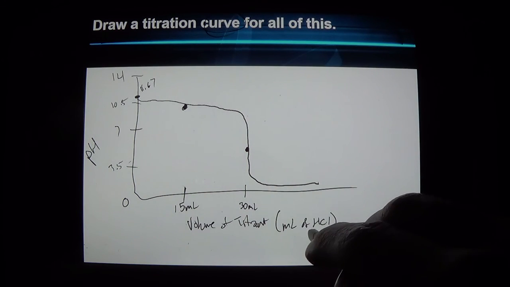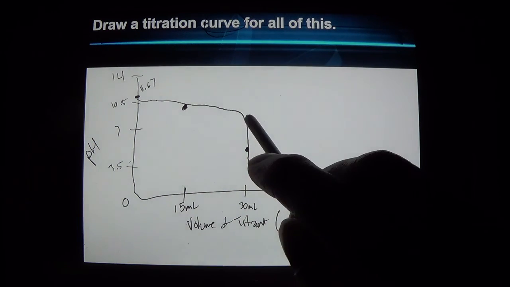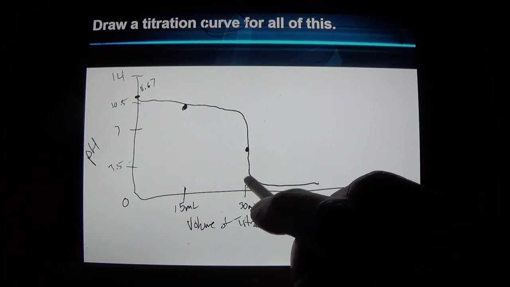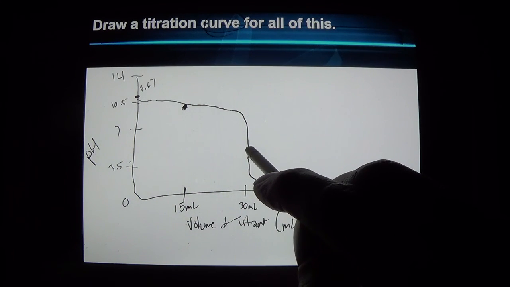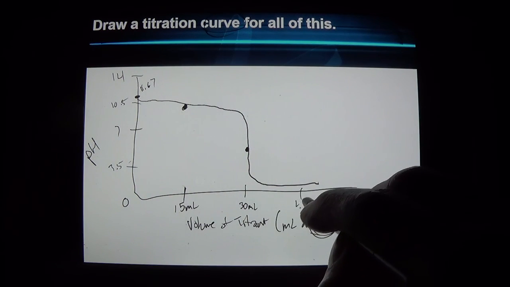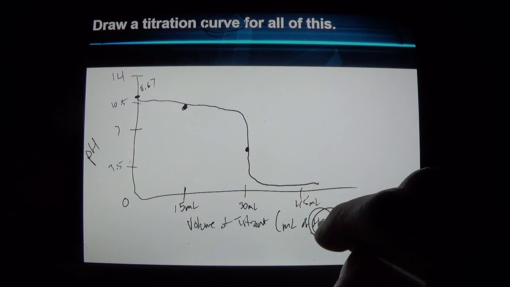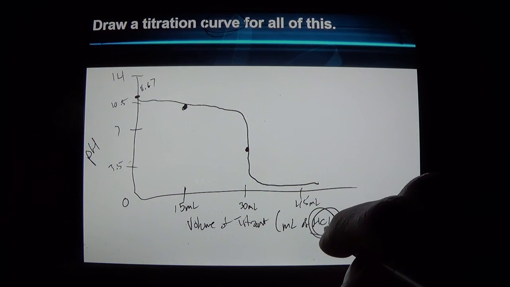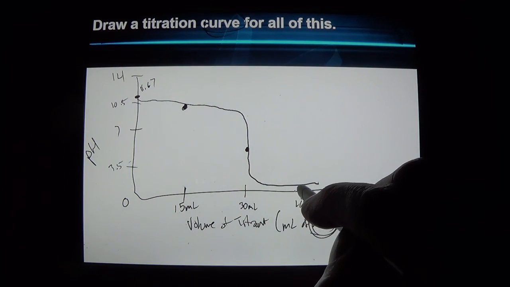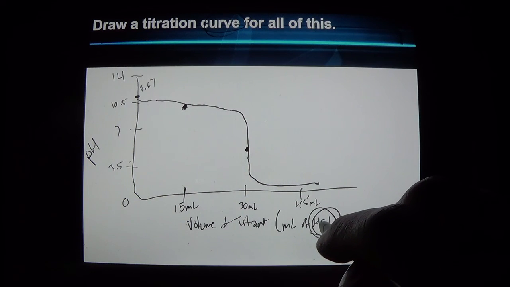Well, I'm adding hydrochloric acid, and eventually at this point I have used up all my weak base. So now what's going to happen to my pH as I add more and more and more, like let's say I go out to 45 milliliters? By the time I'm at 45 milliliters, I've used up all my base, and I'm simply adding acid to what is still acid. So I'm adding more and more acid, so I expect the pH to end very low, because hydrochloric acid is a very strong acid.